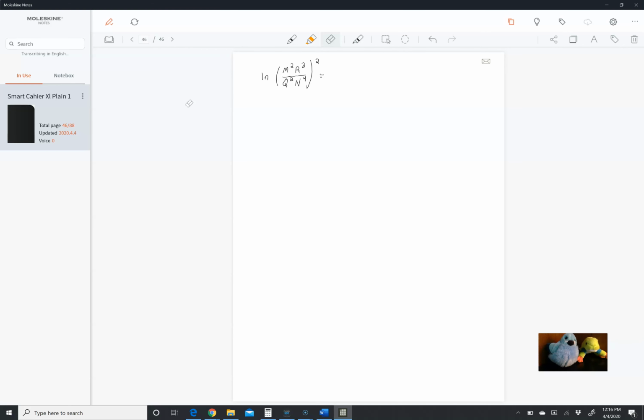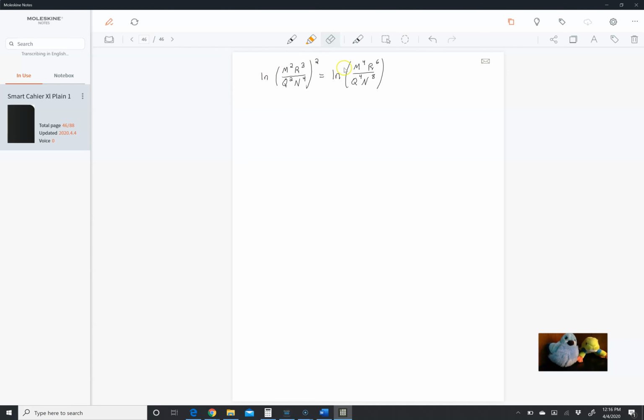So if we do it that way, we have ln, and now this becomes m to the 4th, r to the 6th, q to the 4th, n to the 8th. Okay, so we got rid of that 2 here, and we don't have to worry that we're going to forget about it later. And now what that means is we can break this apart, and we don't have to do it in lots of steps.